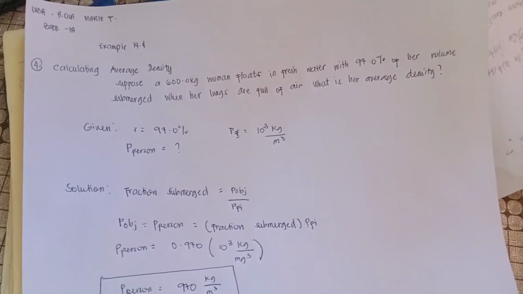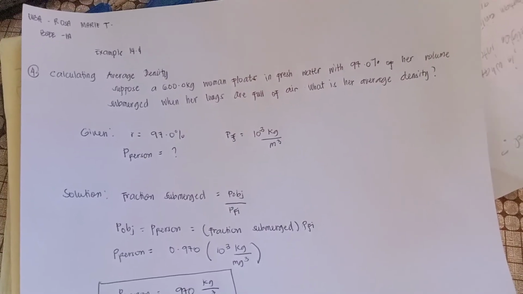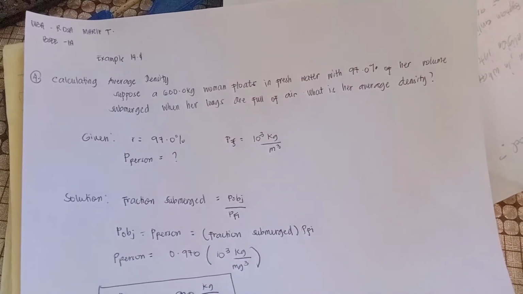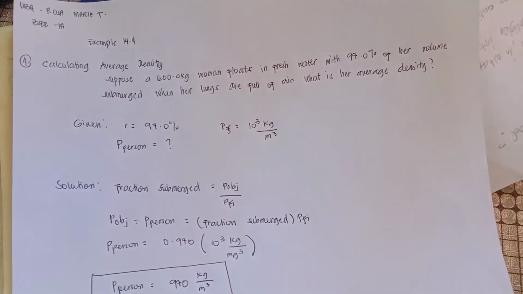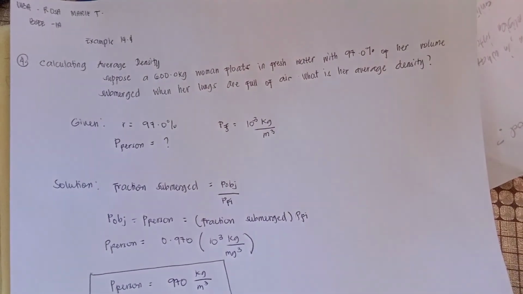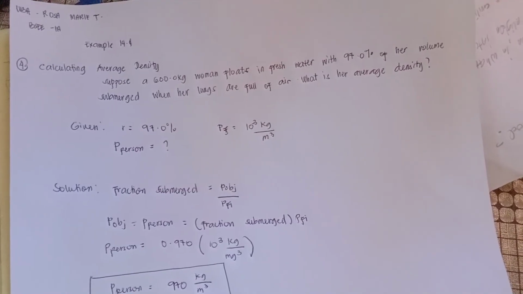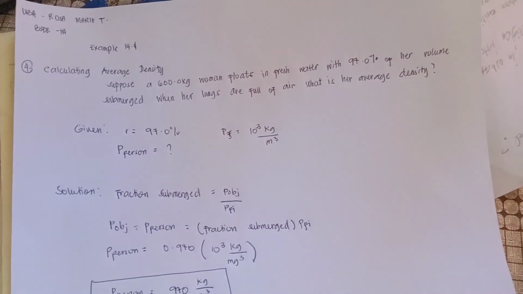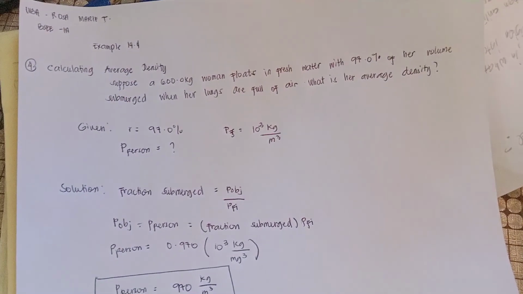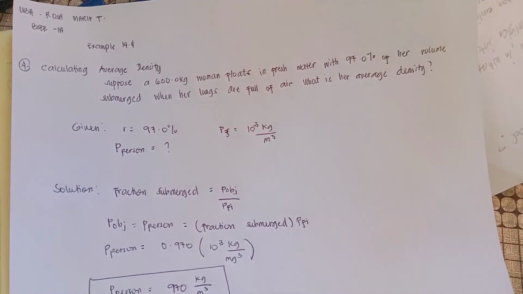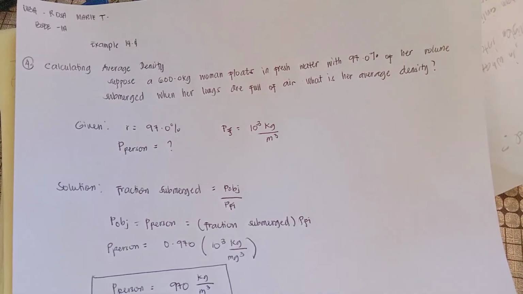And continuation for problem set number 4, example 14.4, calculating the average density. Suppose a 600.0 kilogram woman floats in fresh water with 97.0% of her volume submerged when her lungs are full of air. What is her average density?